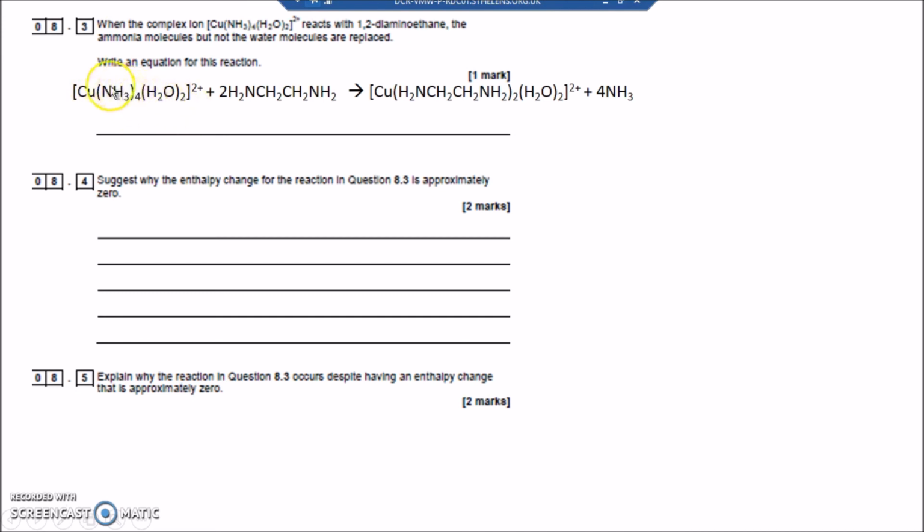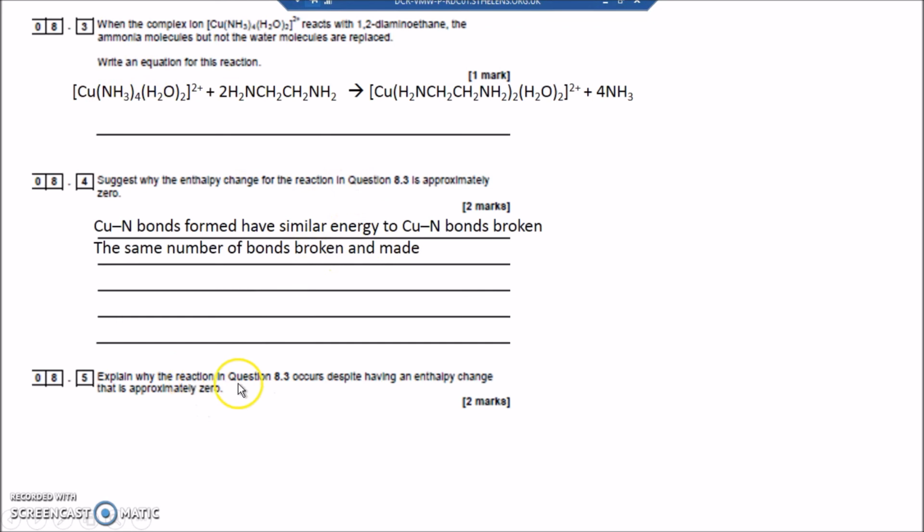And you've got the same number of coordinate bonds here. So this forms 4 coordinate bonds, this forms 4 coordinate bonds, because each of these 2 diaminoethane molecules, being a bidentate ligand, forms 2 coordinate bonds. So the Cu-N bonds have similar energy, so the ones broken here have similar energy to the ones formed, and the same number of bonds are broken as made, i.e. 4. Explain why the reaction 8.3 occurs despite having an enthalpy change that is approximately 0.